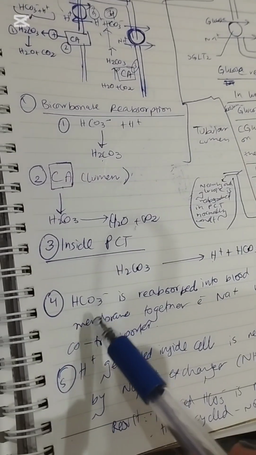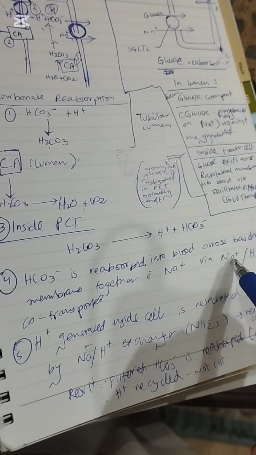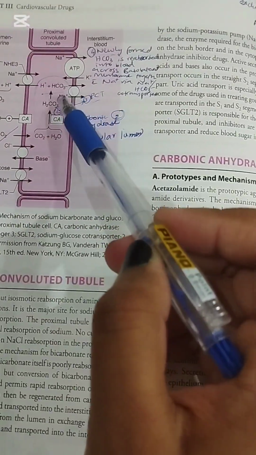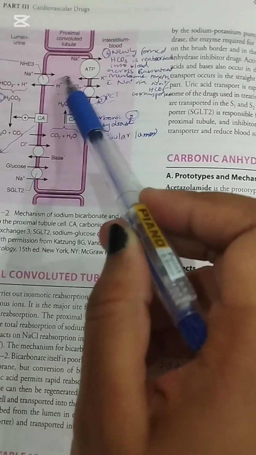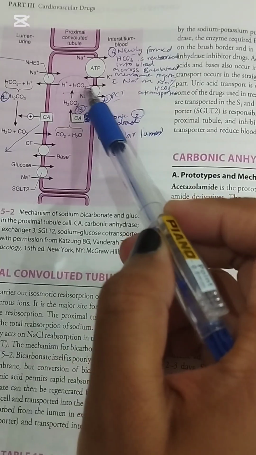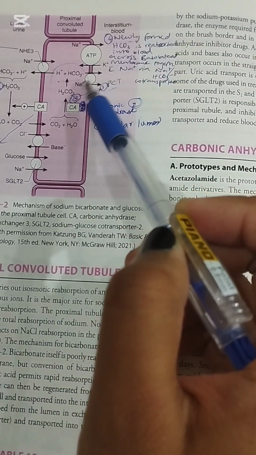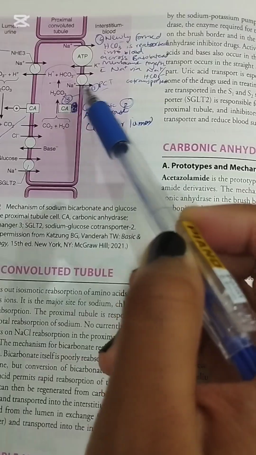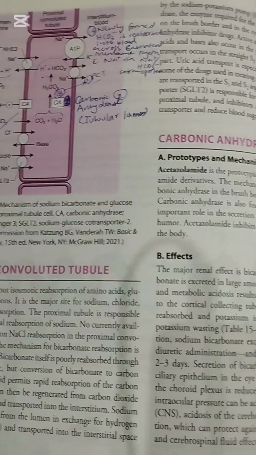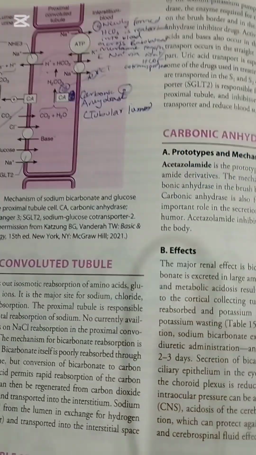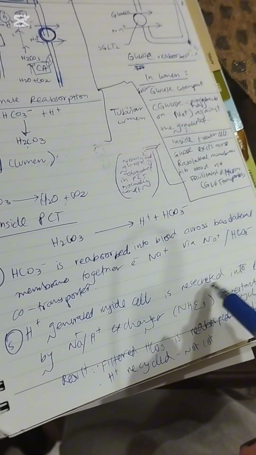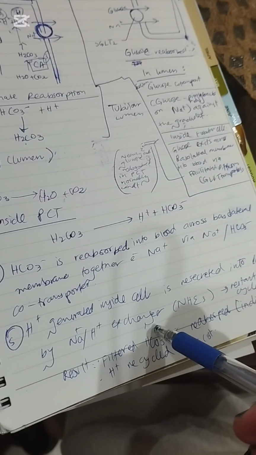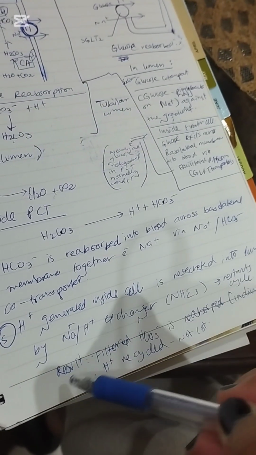In the fourth step, bicarbonate is reabsorbed into blood across the basolateral membrane together with sodium through the sodium bicarbonate cotransporter. So in the fourth step, we can see here that bicarbonate is going to go out. So this is the fourth step, this is the fifth step. It is going to go out along with sodium through sodium bicarbonate cotransporter out of the cell into the interstitium across the basolateral membrane, which is shown here in the dark pink. And then what is the fifth step going to be? Hydrogen generated inside the cell is resecreted into the lumen by sodium hydrogen exchanger NHE3, which restarts the cycle.